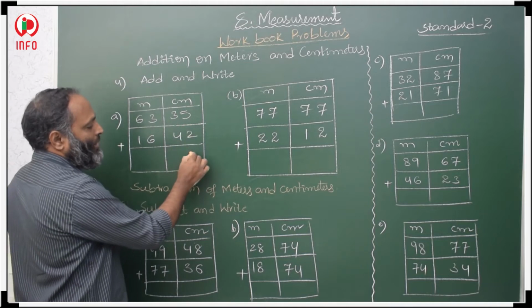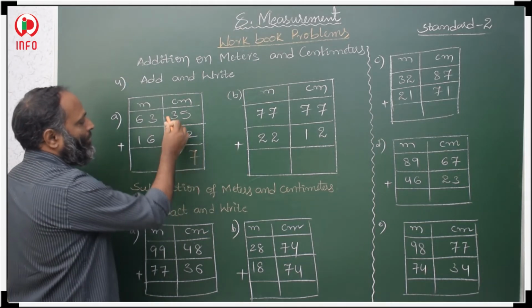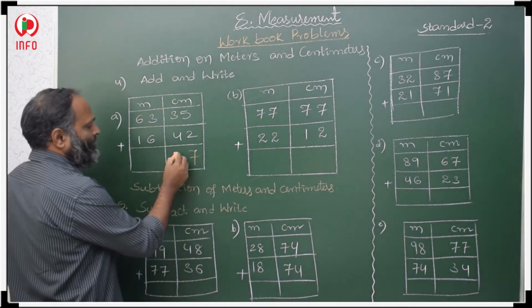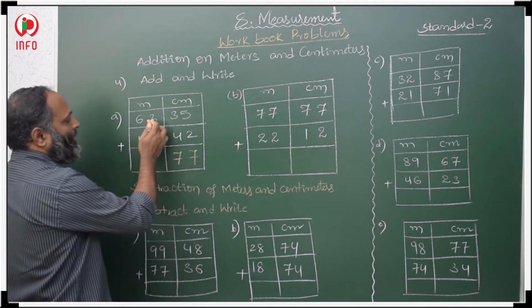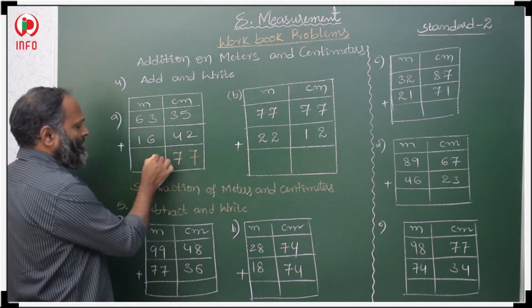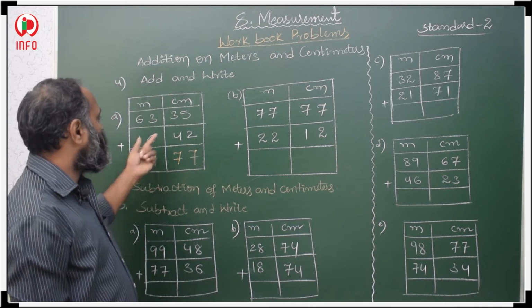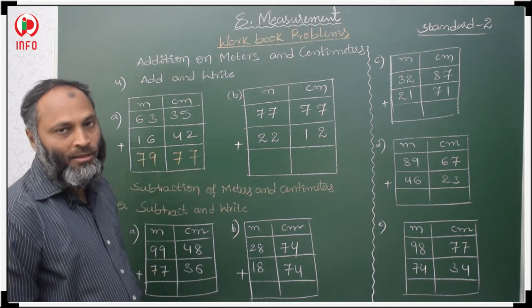5 plus 2 is 7, 3 plus 4 is 7, 3 plus 6 is 9, 6 plus 1 is 7. So 79 meters, 77 centimeters. Okay.